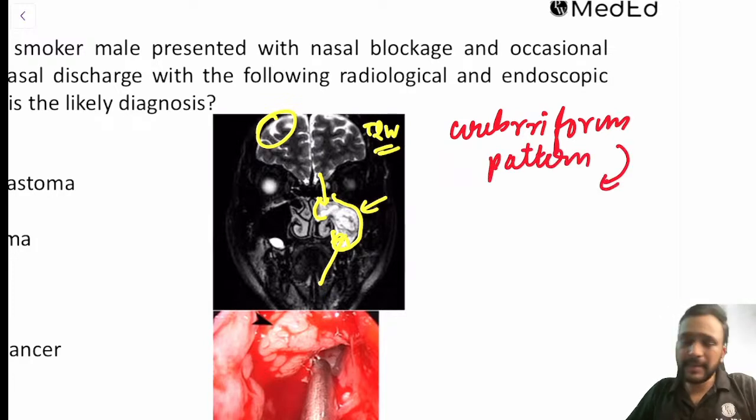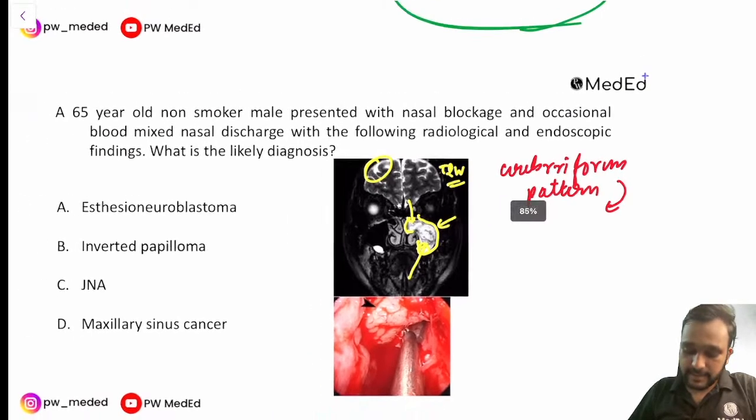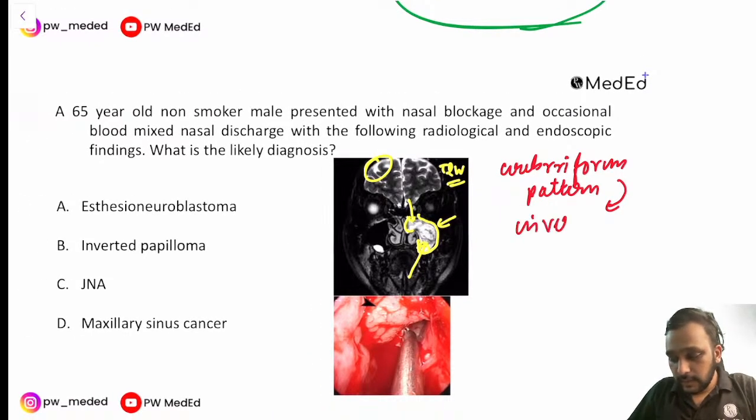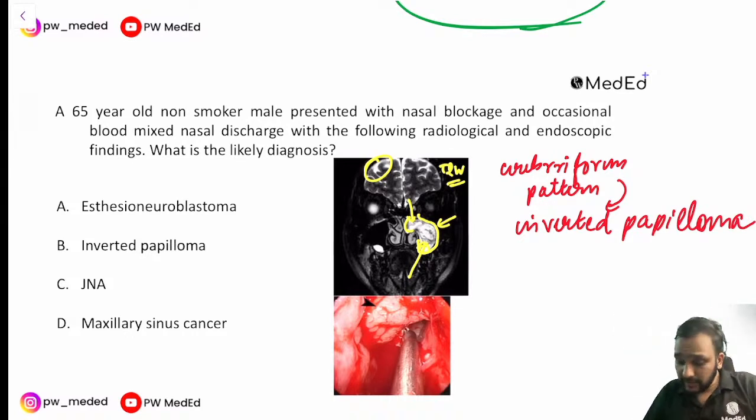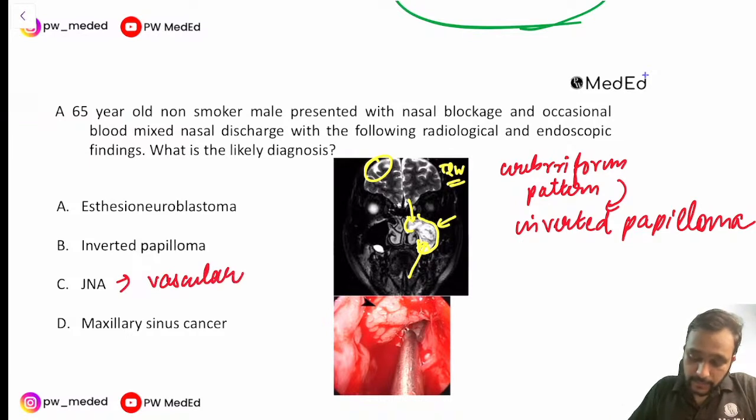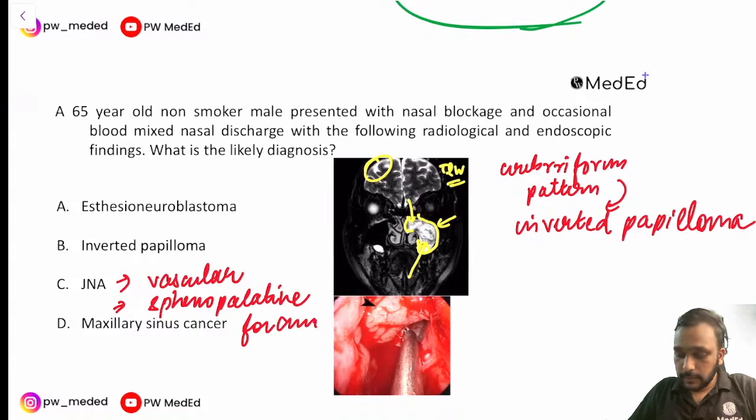Okay, and this cerebriform pattern, guys, this is characteristic of inverted papilloma. Cerebriform pattern is characteristic of inverted papilloma, right? As far as juvenile nasoangiofibroma is concerned, it is a very vascular tumor, and we should know that this juvenile nasoangiofibroma is going to arise from the sphenopalatine foramen, right?